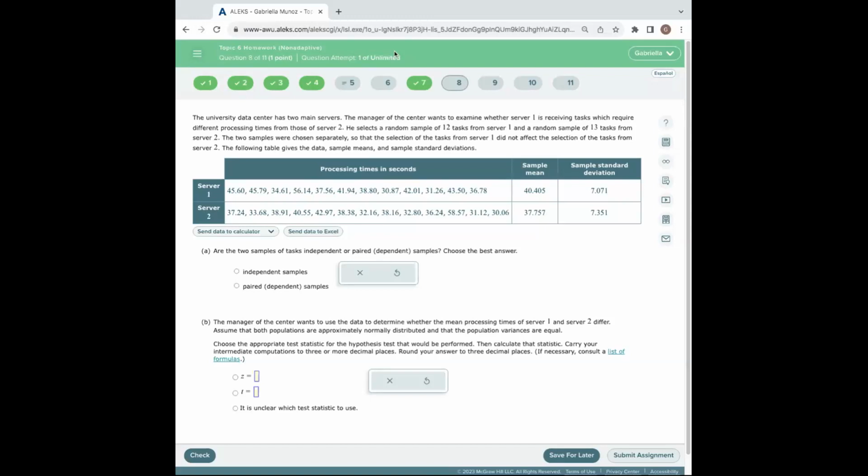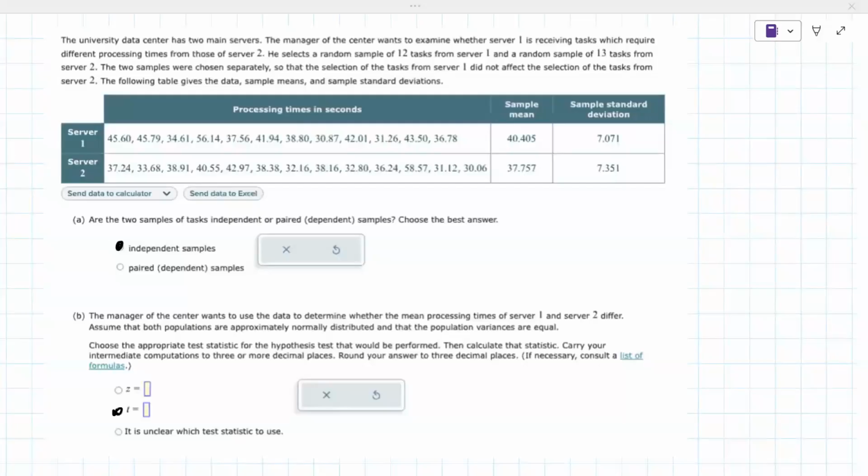Now, we've got to read this down in part B. I'm not sharing my screen yet, by the way. Assume that both populations are approximately normally distributed and the population variances are equal. So that's the same formula we've been using with that SP stuff. Nice. And so this is going to be a T test. You have to glean all that from just reading this, and this is really important to do. So this is the X bar, this is the S, and then N is 12 and 13.